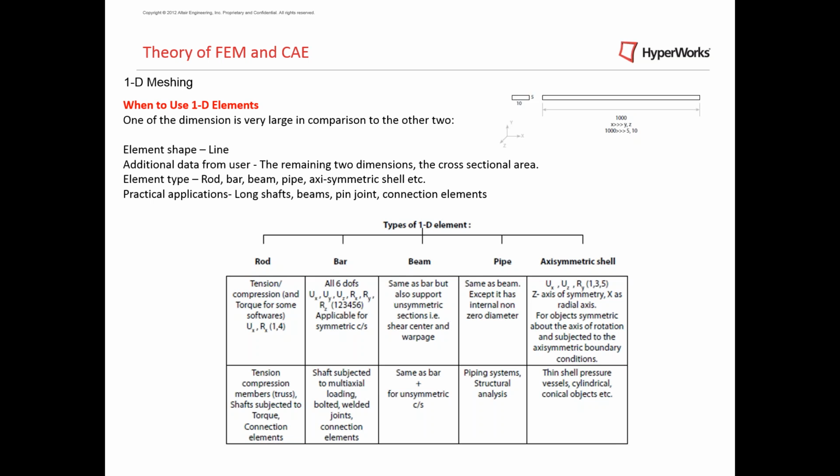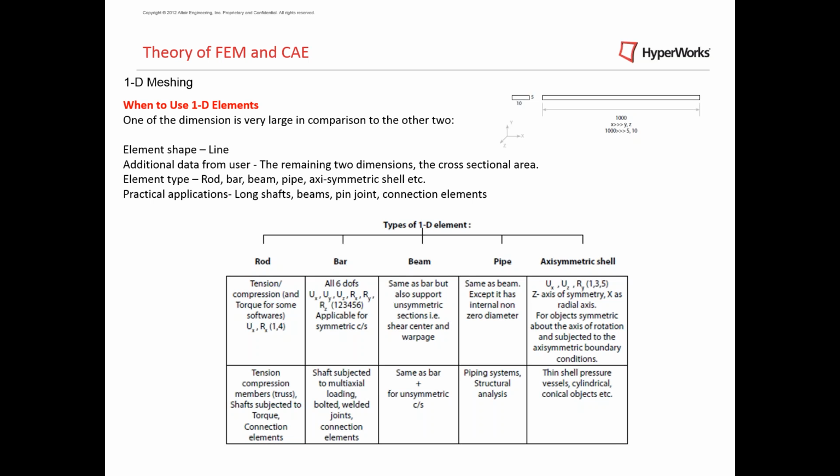So the types of 1D element: rod. It is used for tension, compression and, for some softwares, torque. So that is tension compression members, trusses, shaft subjected to torque, connection elements. Bar elements have all 6 degrees of freedom, applicable for symmetric cross section, shaft subjected to multi-axial loading, bolted, welded joints, connection elements. Beam is the same as bar, but also supports unsymmetric cross section, that is shear center and warpage. Pipe is the same as beam except it has an internal non-zero diameter.